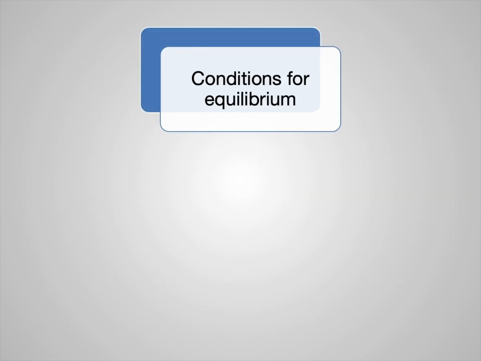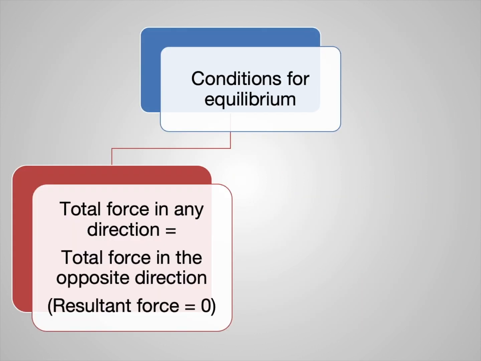Now we are going to see how to achieve equilibrium. There are two important conditions for a body to be in equilibrium. The first condition is every forces should be balanced. Means there should not be any resultant force. For example, if there is an upward force, there should be a downward force to balance it.